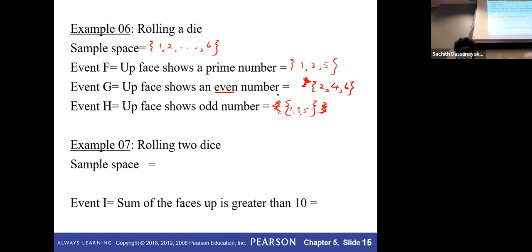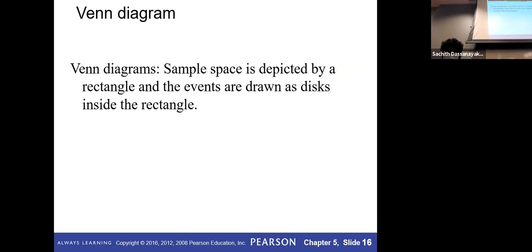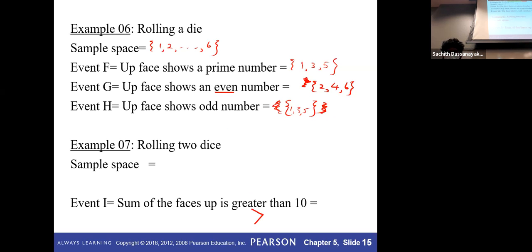Rolling 2 dice, I'm not going to do that. Sum of the faces greater than 10. So it is strictly greater than 10, which means it can be 11 and 12. So we have to find the possibilities we can get for 11 and 12: 6, 6, 6, 5, 5, 6, something like that. So you have to write all of them.